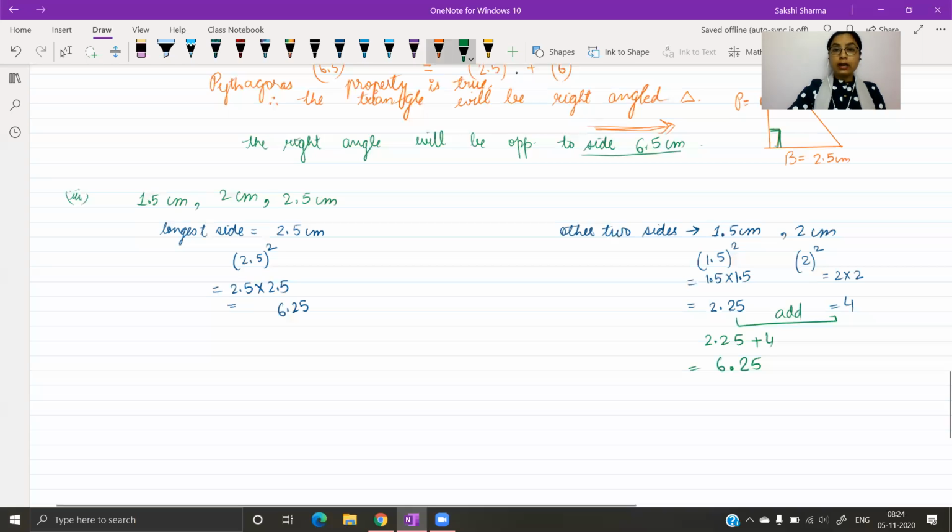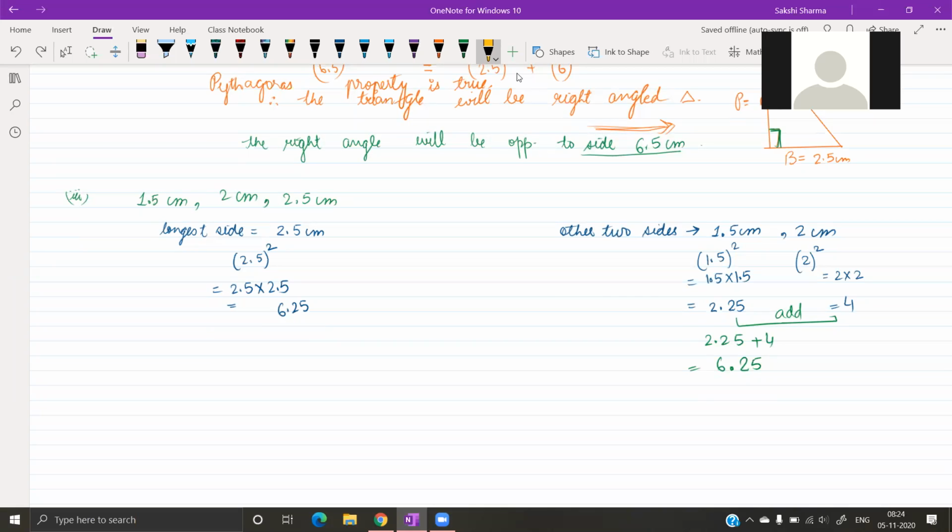I hope you remember how to add decimal numbers. Please be careful when you add decimal numbers. You have to write 4 as 4.00 and then add, keeping like decimals together. As you can see now, the answer here is 6.25 and on the other side the answers match. Is that right? Ma'am, they match. That means Pythagoras property is true and the triangle will be a right triangle, with a right angle. So how do you write this down?